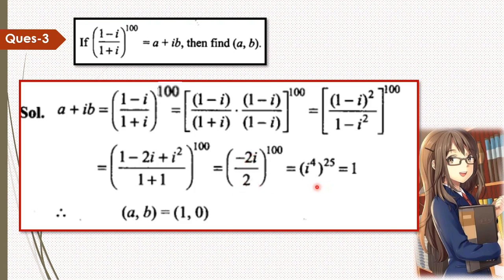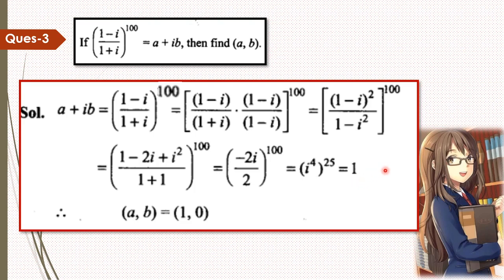and 2 will be cancelled, and minus 1 raised to the power 100 will be something positive, so iota power 100. Then we have learned how to handle these type of higher powers. We have to split it in the multiples of 4. So how can we write it down? We can write 4 into 25, and we know iota power 4 is 1.